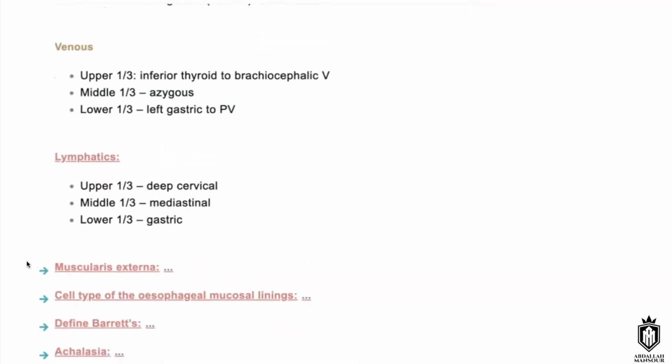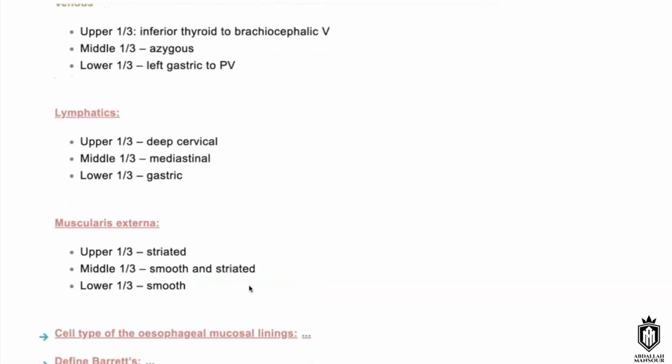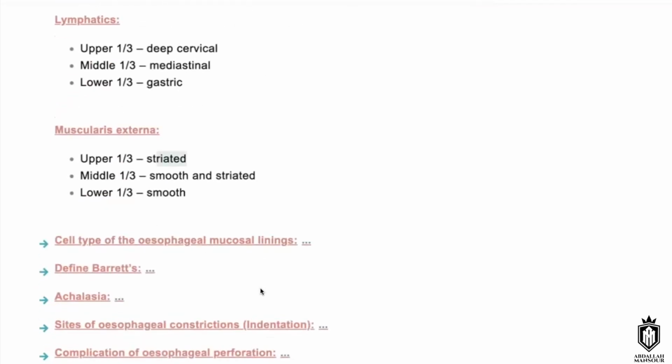Okay. All right. There is something called muscularis externa in the esophagus, and usually in the upper third, it's formed of striated muscle. In the middle third, it's formed of smooth and striated muscle. In the lower third, it's formed of purely smooth muscle, right? So basically the striated is something that you can have some control on, and the smooth muscle, obviously, you don't have any kind of control on it. What is the mucosal lining of the esophagus? It is a non-keratinized stratified squamous epithelium.